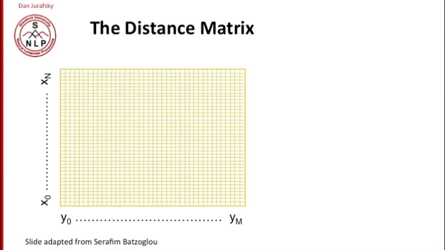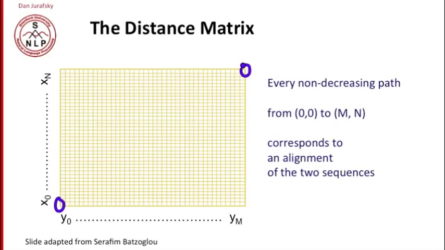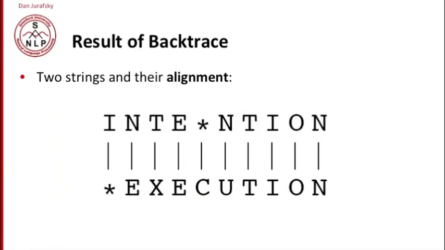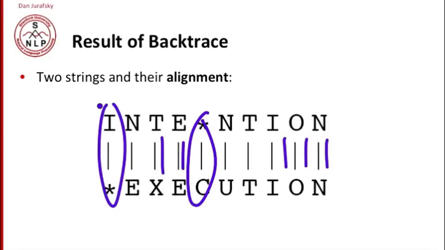So we can look at this distance matrix and think about the paths from the origin to the end of the matrix, and any non-decreasing path that goes from the origin to the point NM corresponds to some alignment of the two sequences. An optimal alignment then is composed of optimal subsequences, and that's the idea that makes it possible to use dynamic programming for this task. So the result of our backtrace is two strings and then the alignment between them. So we'll know which things line up exactly, which things line up with substitutions, and then when we should have insertions or deletions.